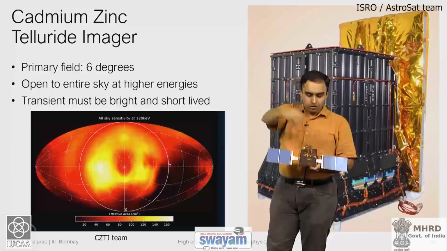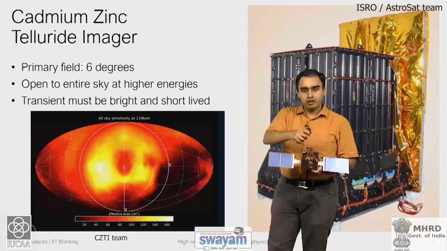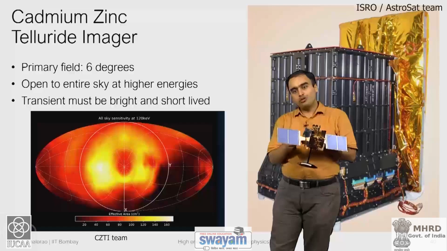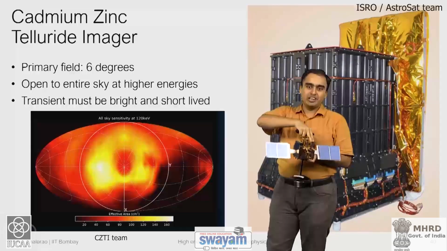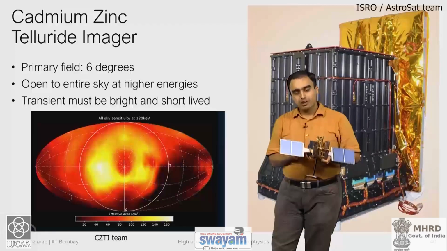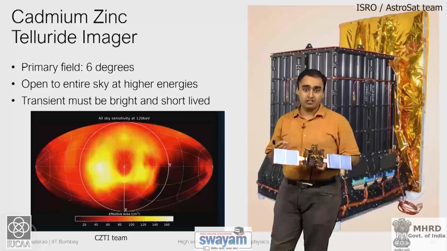If a transient explodes here, we get all the photons, we can detect it. On the other hand, if a transient exploded here, then all those photons actually have to travel through the satellite before they can reach CZTI, which means that most of them are going to get absorbed or scattered by the satellite, so we won't detect that transient.